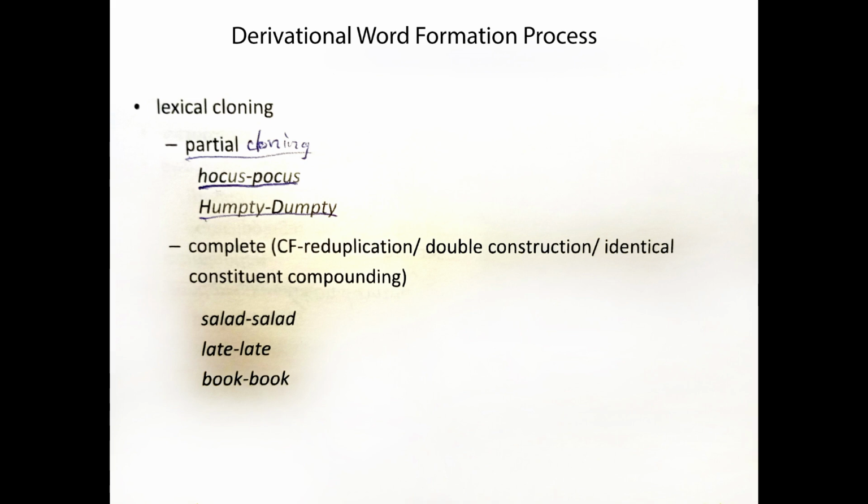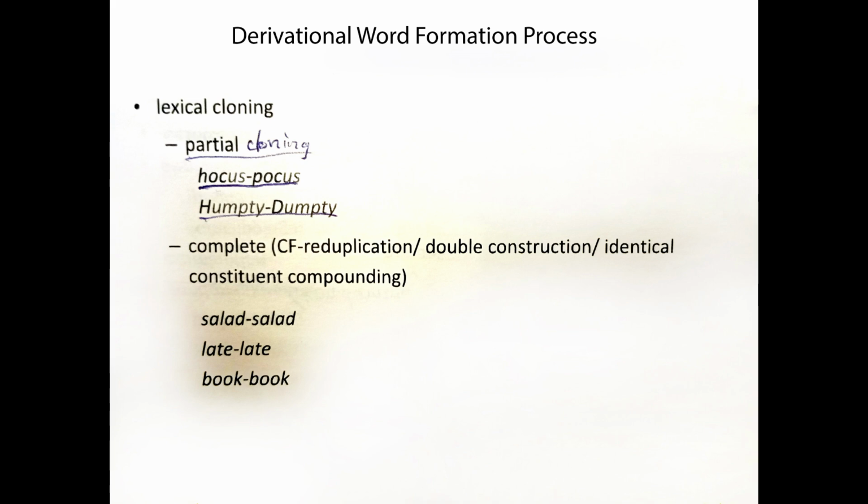The second example is like Humpty Dumpty. The second word Dumpty is formed by combining part of the first word with an added element, in this case the letter D, to form the second word, right? So Dumpty is formed by adding part of the first word with the added letter D. So Humpty Dumpty.